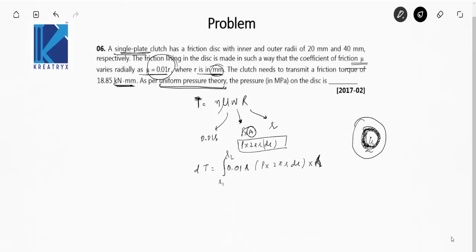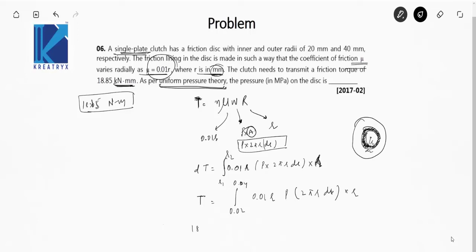So on the left hand side, when I integrate it from 0 to T, it becomes the torque that is transmitted, and on the right hand side I will integrate with limits 0.02 meter to 0.04 meter, 0.01 p 2 pi r dr r. So the torque is 18.85 kilonewton mm, that is 18.85 newton meter. I like to work in SI units only.